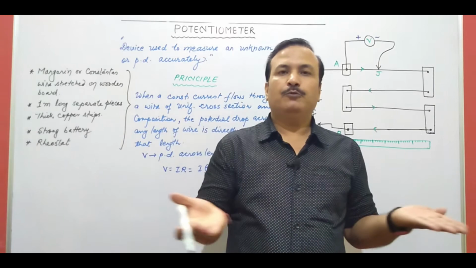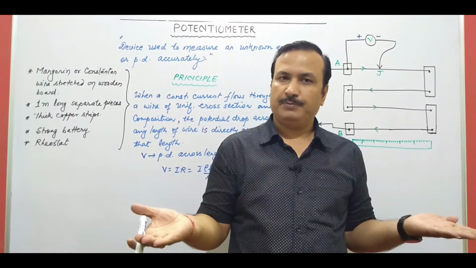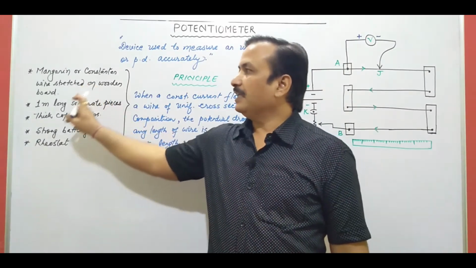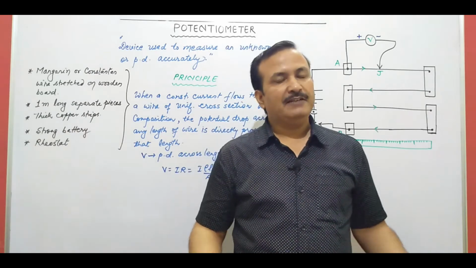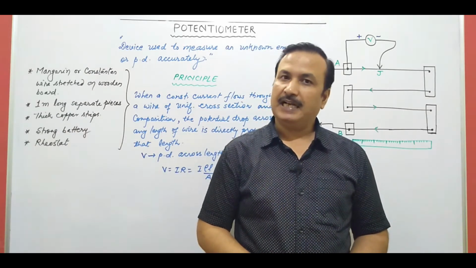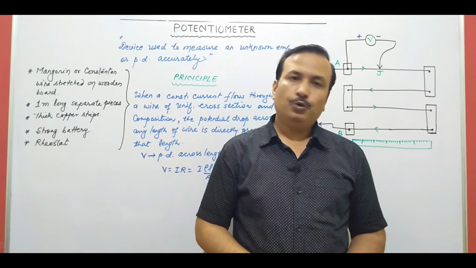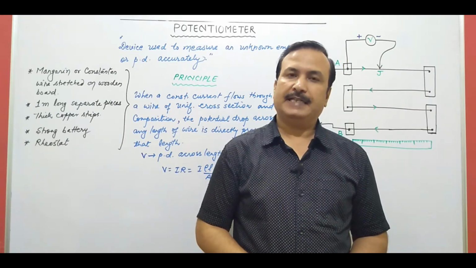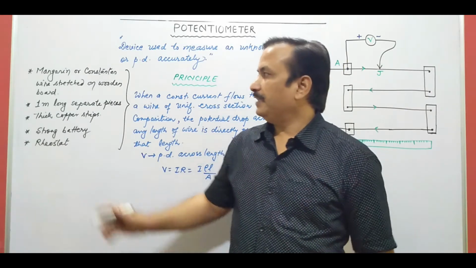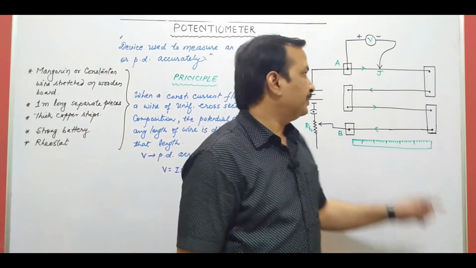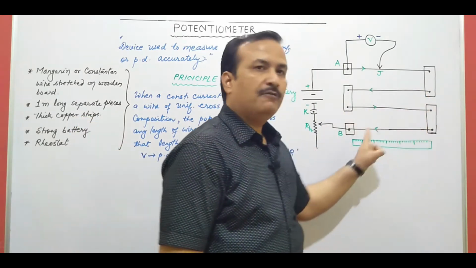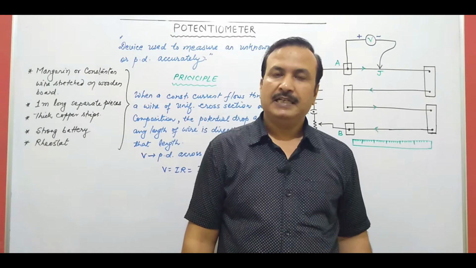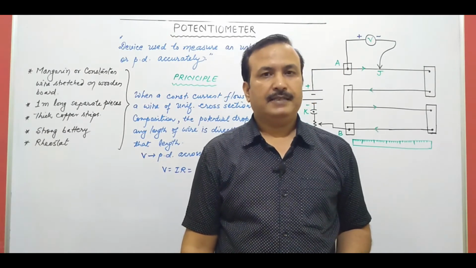These are also fixed on a wooden board, like in the meter bridge. Why manganese and constantan? The same reason as we have discussed in meter bridge, that is high resistivity and low temperature coefficient of resistance, right? Then thick copper strips, these are the copper strips. Why? Again, good conductors and negligible resistance.